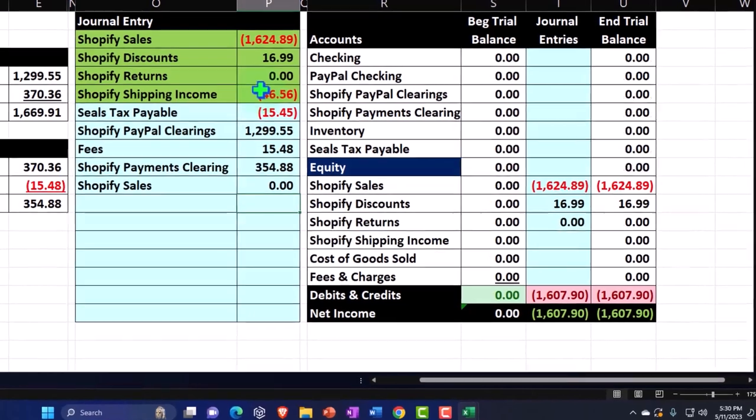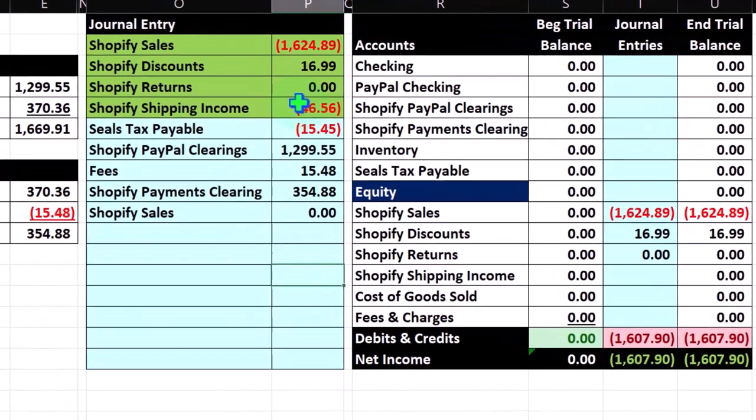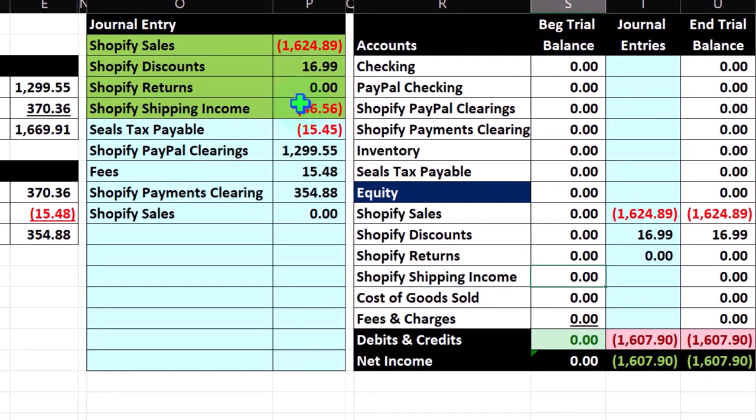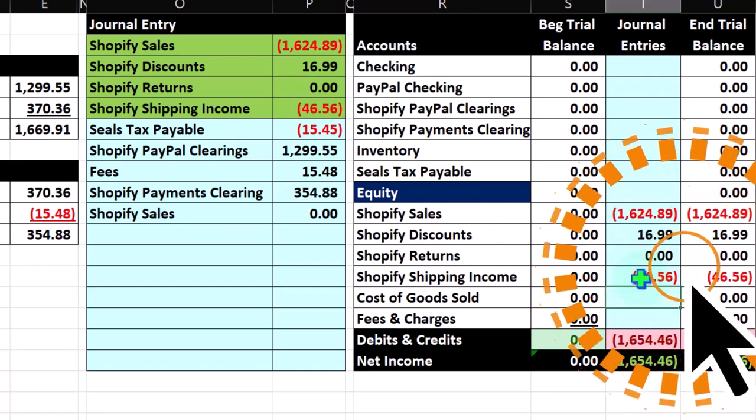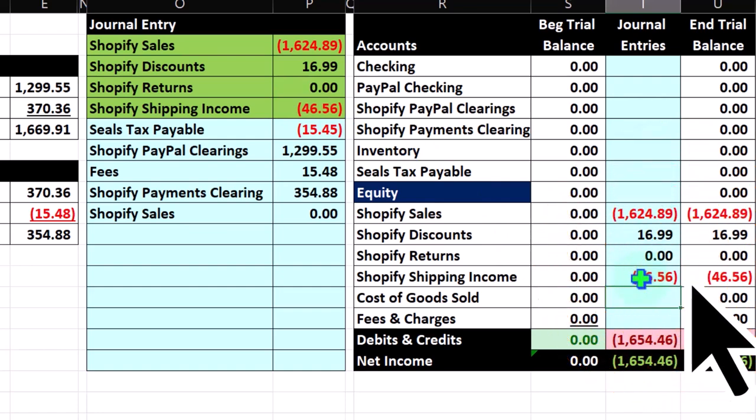And then we got Shopify shipping income. This is what we charged for the shipping. So we charge them, that's going to bring up our income again because we have the income going up. And then when we pay for the shipping, we'll have to deal with the expense of the shipping, right? So this is still an income because we charge for the shipping of the clients, increasing net income.